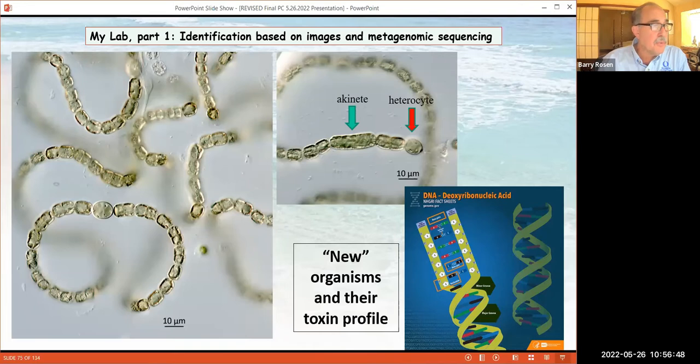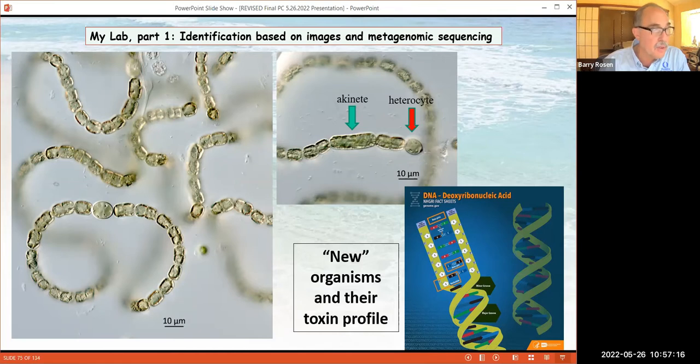So one of the things I'm trying to do in my lab is to really understand what these organisms are. We know Microcystis. That's pretty obvious. Although if you take a deeper dive into the genetics, there's hundreds of strains of Microcystis. Some are toxin producers, some are not. And if you don't have the genes, and that's what I'm showing on the right by showing you DNA, you'll never make toxin if you don't have the genes for making it.